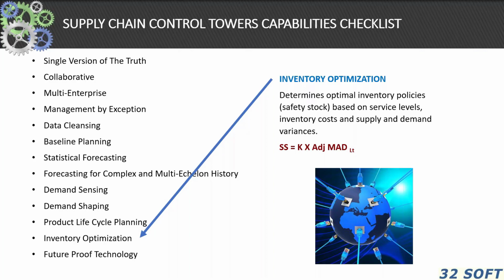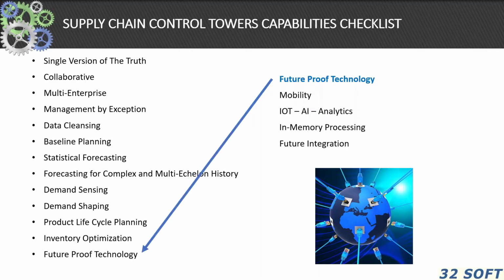You want a system in which safety stock optimization is based on service levels, inventory costs, and supply chain demand variation. Remember from our APEX calculations, the safety stock is equal to K, the service level, times the adjusted mean absolute deviation of demand, times the lead time factor, the differentiation between the forecast interval and the lead time interval.